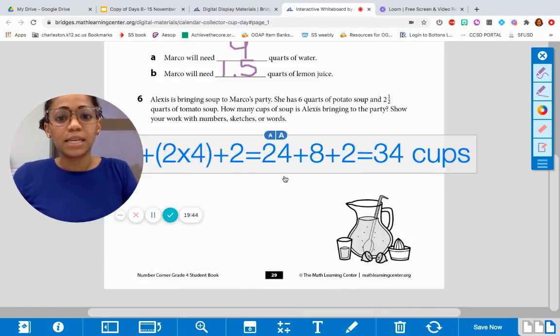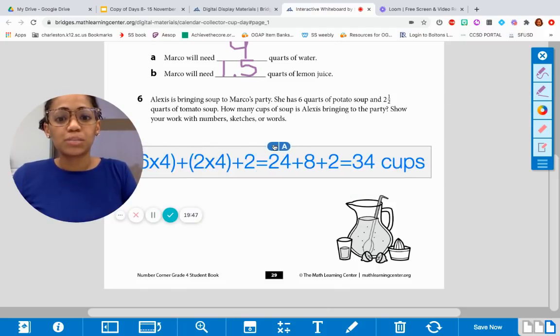That is how many cups she should bring to the party.